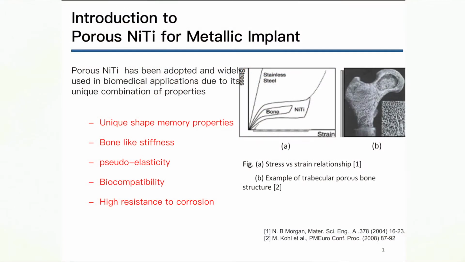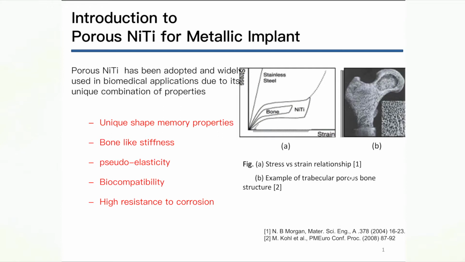When we talk about porous NiTi, why do we create porous structures? Porous structures give some benefits, particularly for bone implant applications. These are some of the important attributes of porous NiTi. On the material aspect, NiTi exhibits two unique properties: the first is shape memory, and the second is pseudoelastic properties. Besides that, this material exhibits excellent corrosion resistance, which is one of the important criteria in biomedical applications.